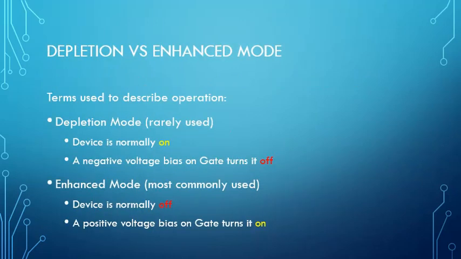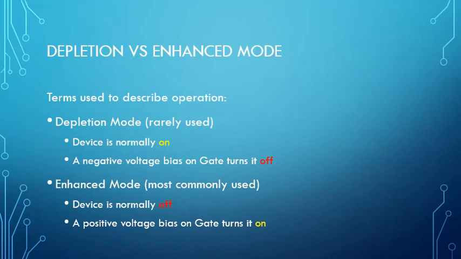There's two types of modes that MOSFETs are used in. Well, there's two lines, if you want to say. One is called depletion mode and one is enhanced mode. Depletion mode is rarely used. I don't think I've ever used a depletion mode MOSFET. What's interesting is this device is normally on, and you apply a negative voltage bias on the gate to turn it off. So you can see right away that doesn't make sense, so we don't really use it too often.